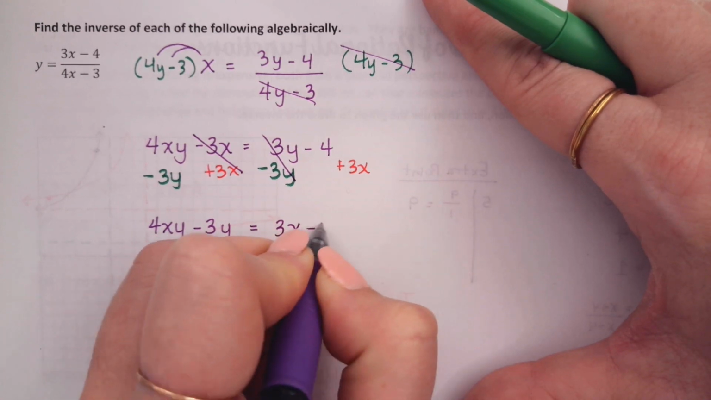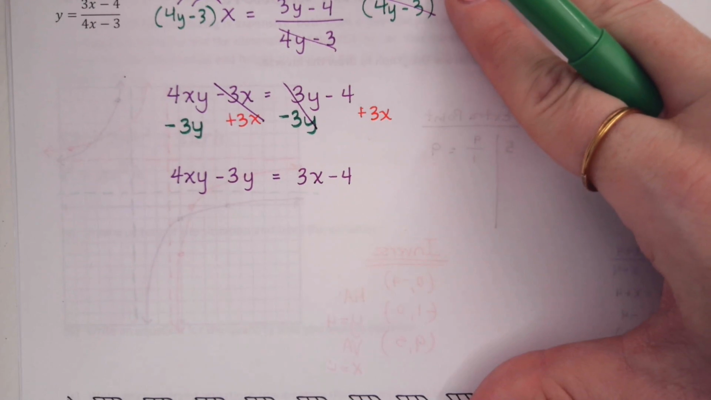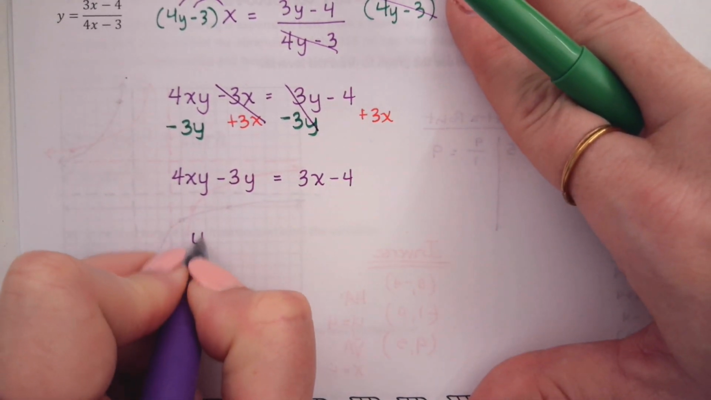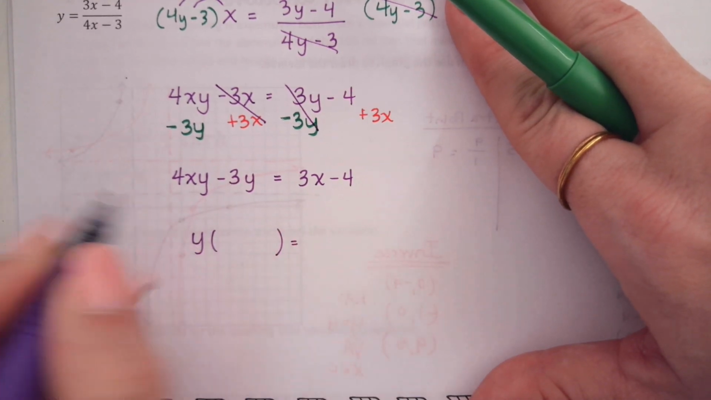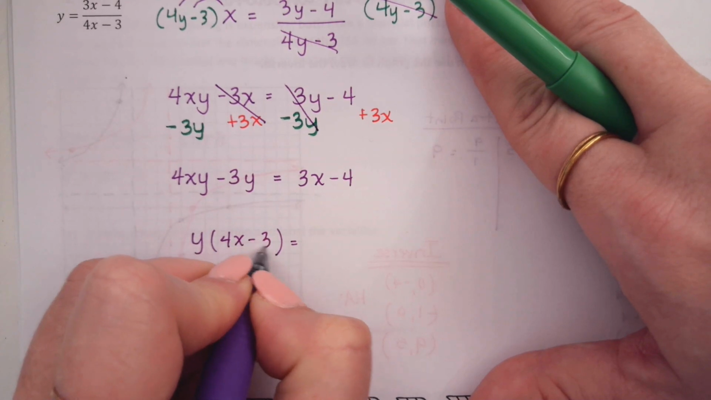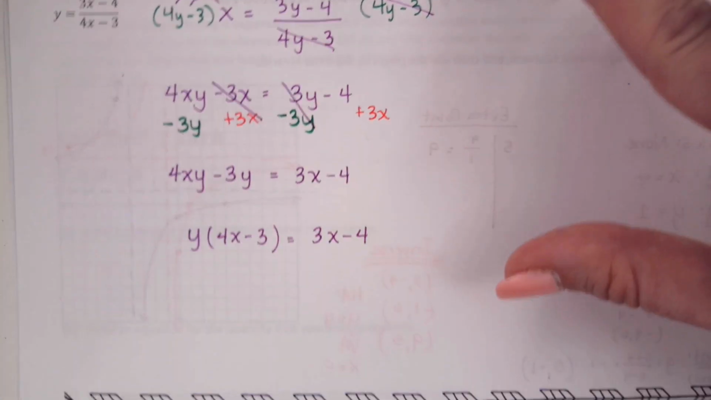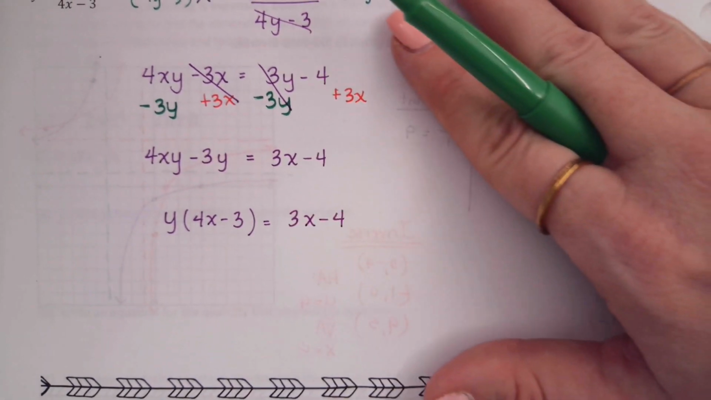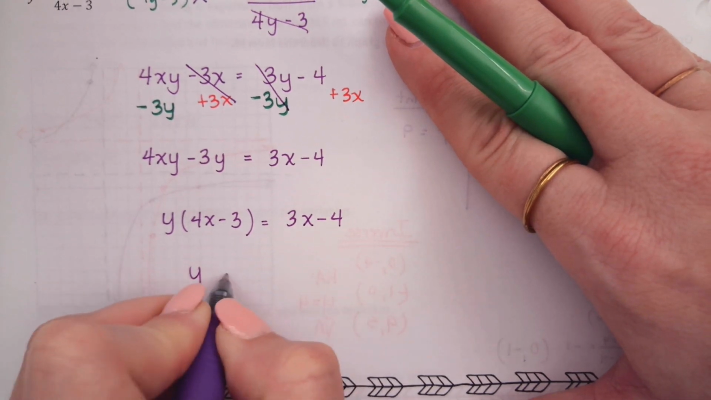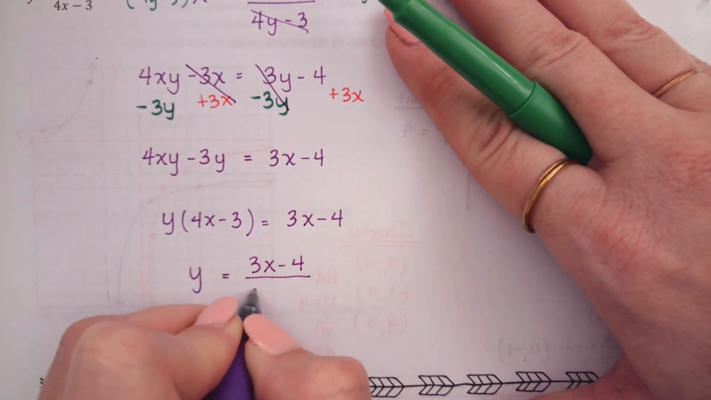And then? Factor it out. Factor out a y like a little GCF. So if you divided both of these by y, you'd have a 4x minus a 3. Okay, and then what would be my last step? Divide by that parenthesis.